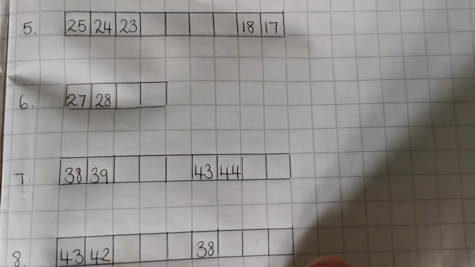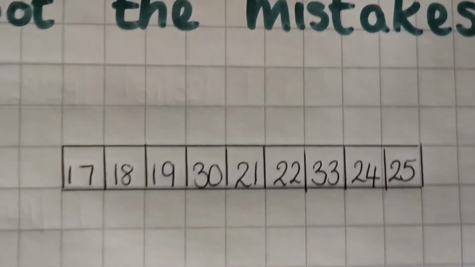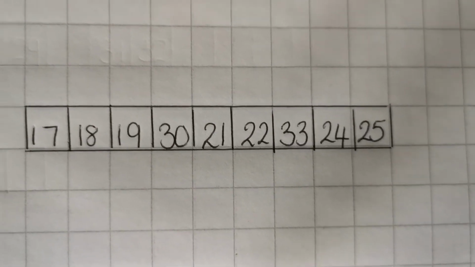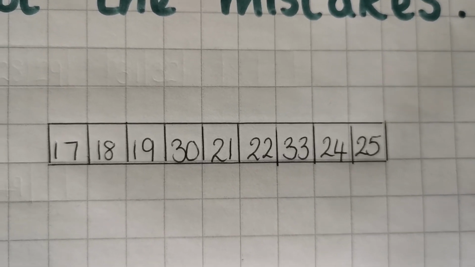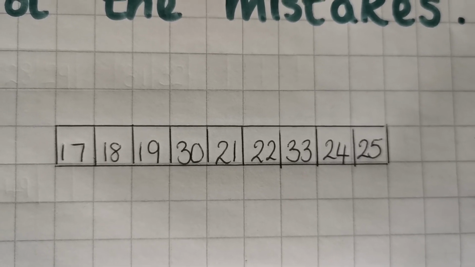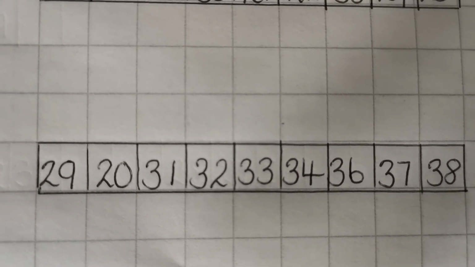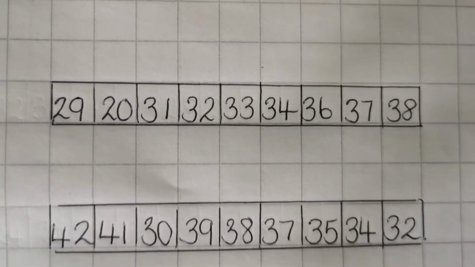Now I've got a challenge for you if you've done that. You don't have to do this, but this one is called Spot the Mistakes. So what I've done is I've done 3 number lines, but they're all filled in, all the numbers, but they're not all the correct numbers. So pause it after each one and see if you can tell a grown-up which number is wrong, which one should it be, and how do you know? Next one. And the last one.